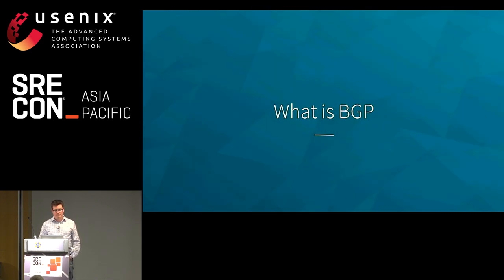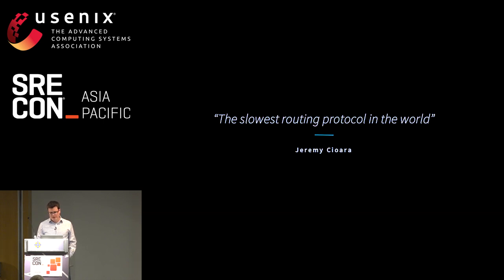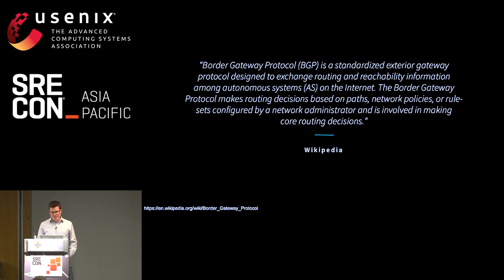All right, so let's dive in. What is BGP? So Cloudflare call BGP the postal service of the internet. Jeremy Ciaro of CBT describes it as the slowest routing protocol in the world, and we'll come to why that is. But ironically, it's probably this definition from Wikipedia that sums it up in sort of a nice and concise way.